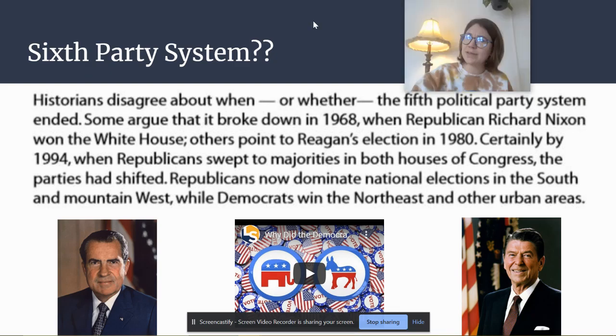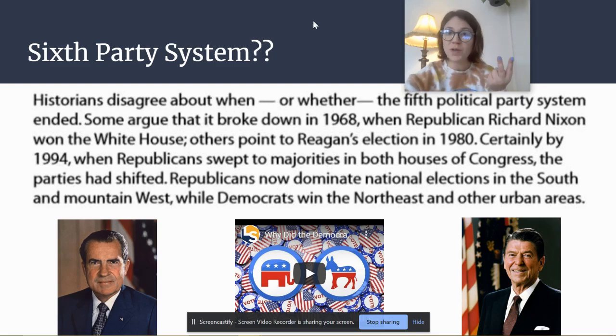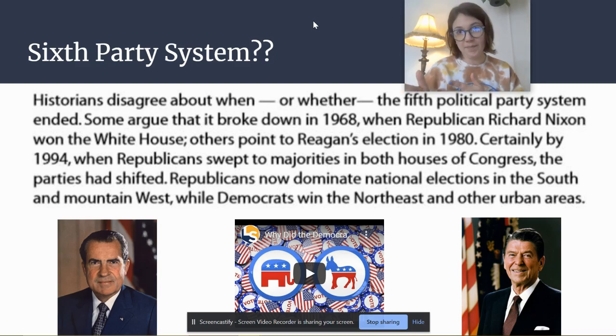What about the sixth party system? Historians disagree about when or whether the fifth political party system ended. I would say it did. Some argue that it broke down in 1968 when Republican Richard Nixon won the White House. Others point to Reagan's election in 1980. Why these two people? Well, really, Nixon and Reagan took that Republican Party in the direction of conservatism.